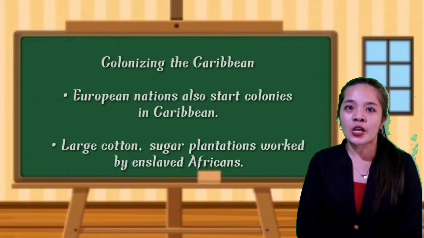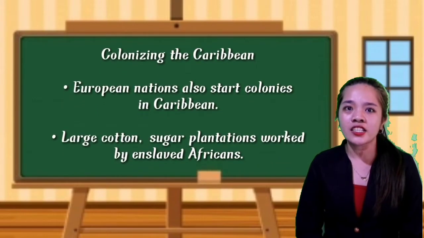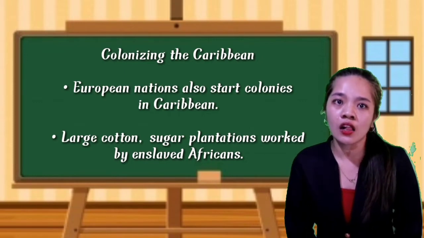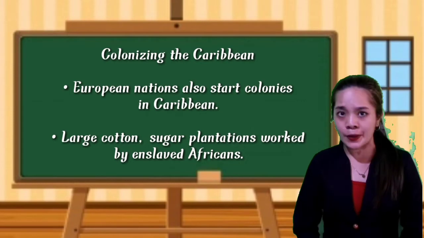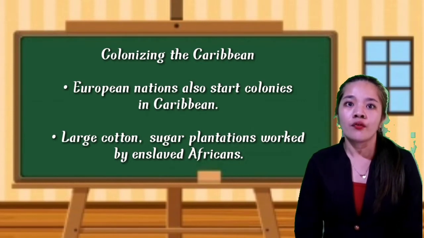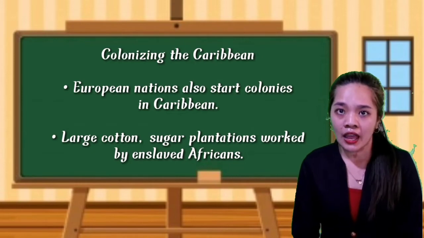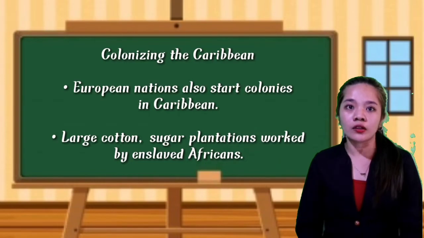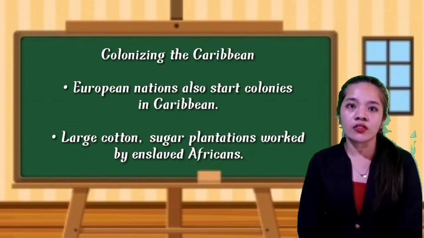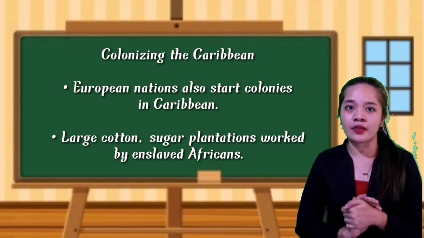Colonizing the Caribbean. European nations also start colonies in the Caribbean. Large cotton and sugar plantations worked by enslaved Africans. In the Caribbean Sea, European countries were also gaining possessions. France gained Haiti, Guadeloupe, and Martinique. English settlers arrived in Barbados and Jamaica. The Dutch took the Netherlands Antilles from Spain.